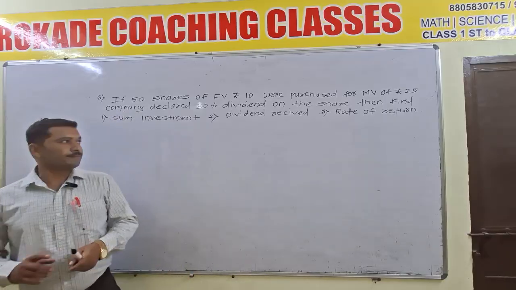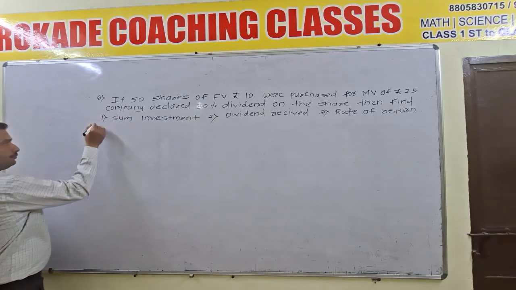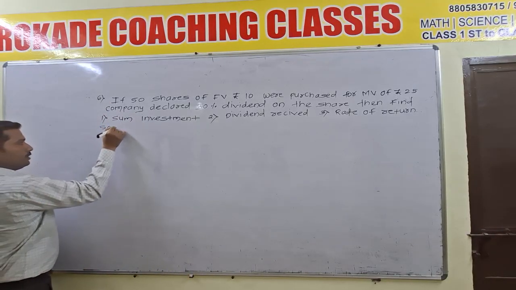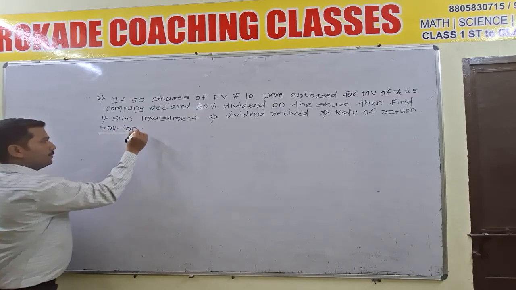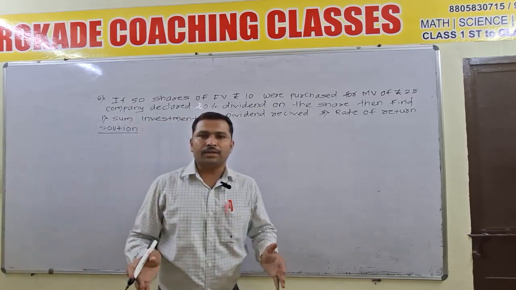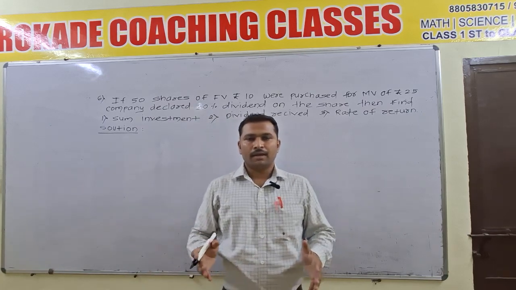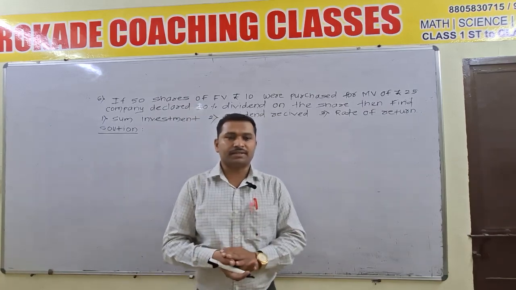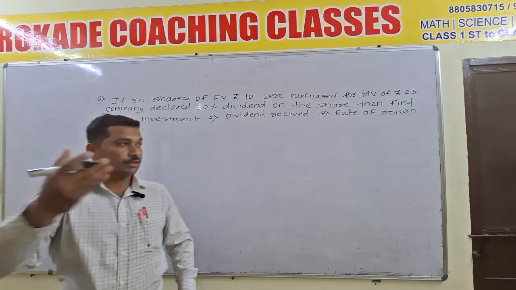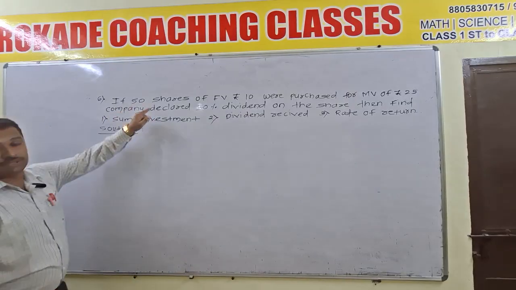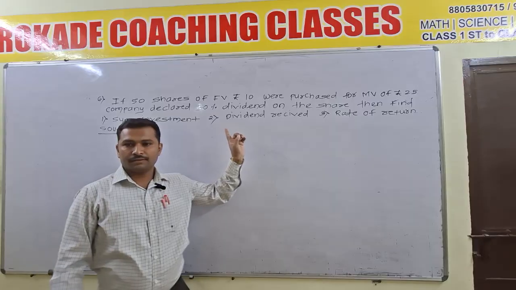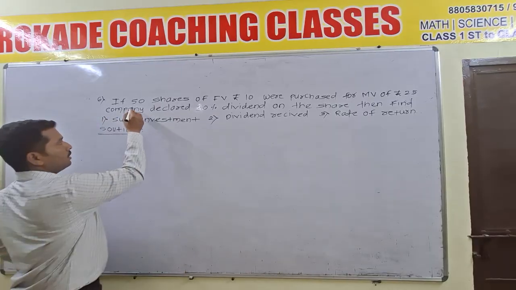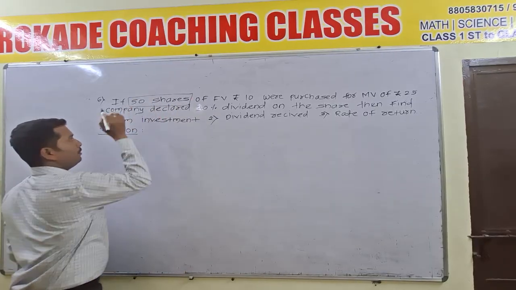Now look at the board. First, we write down the solution. First, write down the given values and then try to solve the example step by step. Given: number of shares. How many shares? Look at the board. The number of shares is 50.